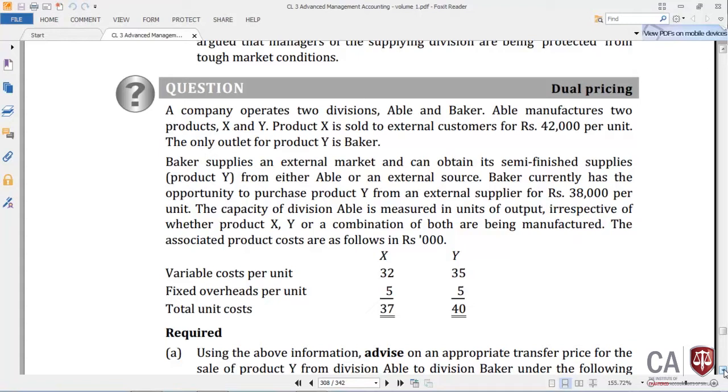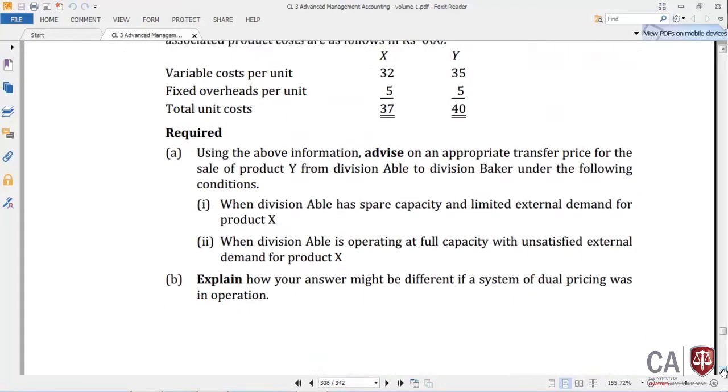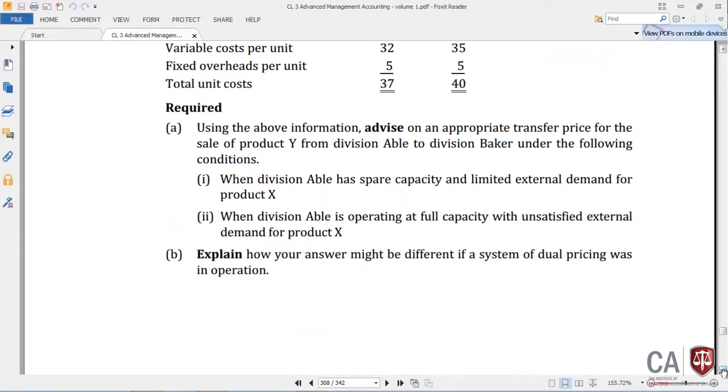The capacity of division A is measured in units of output, irrespective of whether products X and Y or a combination of both are being manufactured. The associated product costs are as follows. That is the information given. Let's take the question now. You have to provide the best transfer price if A transfers both X and Y to B, but you have to provide it separately. Let's take them one by one.